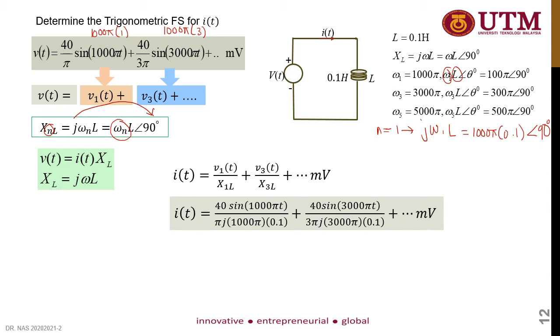Okay, so to calculate IT, it is equivalent to V divided by XL. So in this case, assume you need to consider up to the third harmonic. So consider n equal to 1 and n equal to 3.